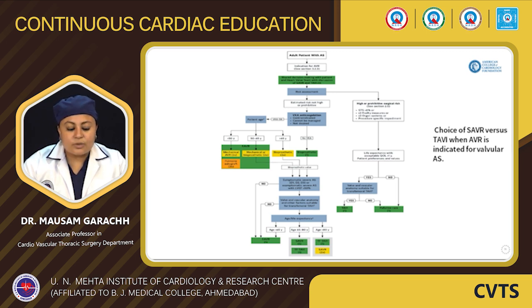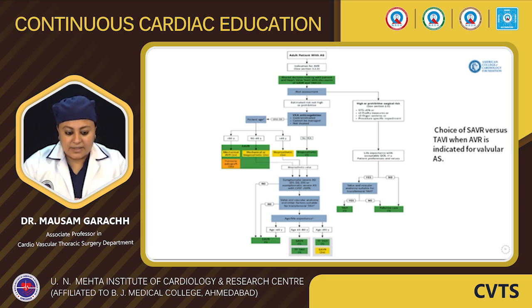Now, if the age group is between 50 and 65, it can be either a mechanical or bioprosthetic valve, class of recommendation 2A. If the age group is greater than 65, then we can go for a bioprosthetic valve, class of recommendation 2A. If the patient cannot take vitamin K antagonist anticoagulation, that is, it is contraindicated, cannot be managed, or is not desired, then we have to offer a bioprosthetic valve.